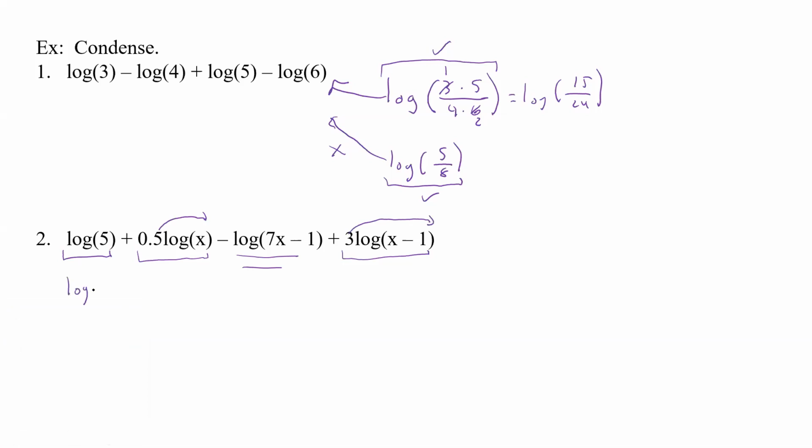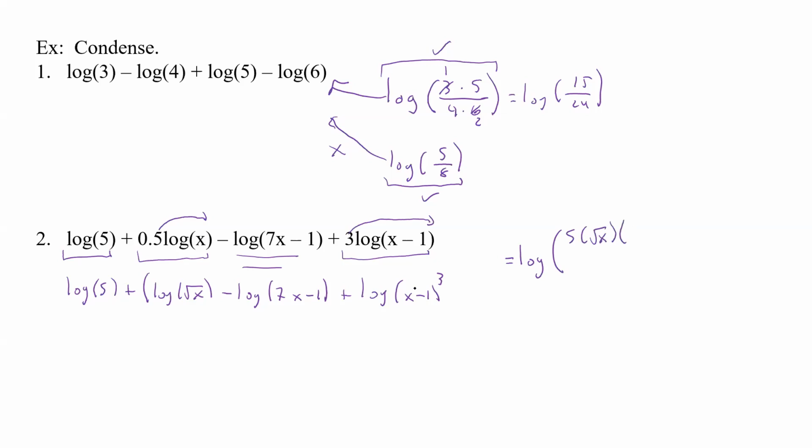So now let's rewrite it in the sort of condensed form. This is a log of, now x to the 1/2 does the same thing as the square root of x, so I'm just going to put it that way so I don't have to worry about it. Then minus the log of 7x minus 1, and then this is going to be plus the log of x minus 1 cubed. All right, so now we're in the form where we could actually put it into the single log form. So in the numerator we'll have 5 times, now we have the square root of x, times, now we have x minus 1 cubed, all over, and we have just 7x minus 1.